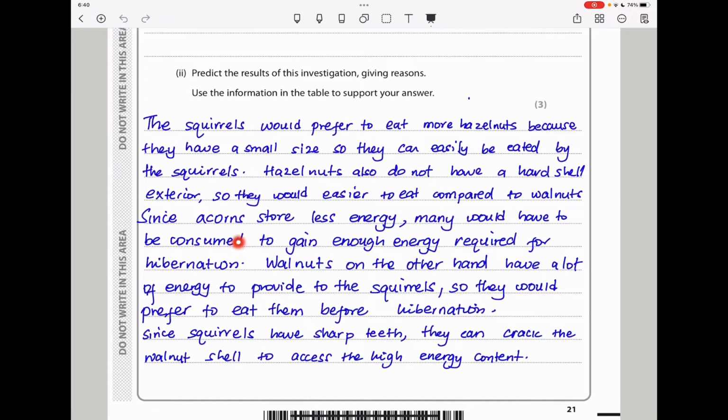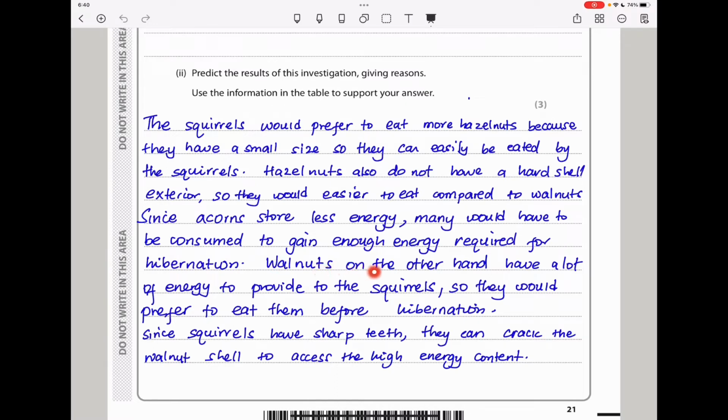So lastly, I say since acorns store less energy, many would have to be consumed. This is what I told you about less energy content, so they have to eat more to gain the same energy requirement as they would if they had eaten walnuts and so on. So this would be consumed to get enough energy required for hibernation. If they are to do this, they have to eat more of those nuts.